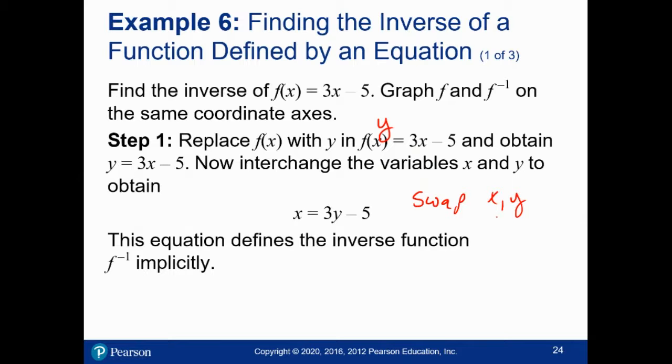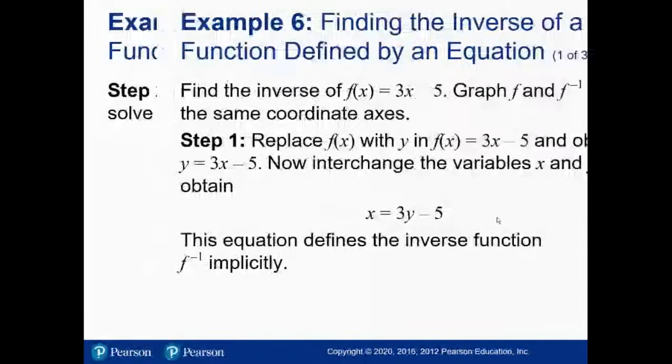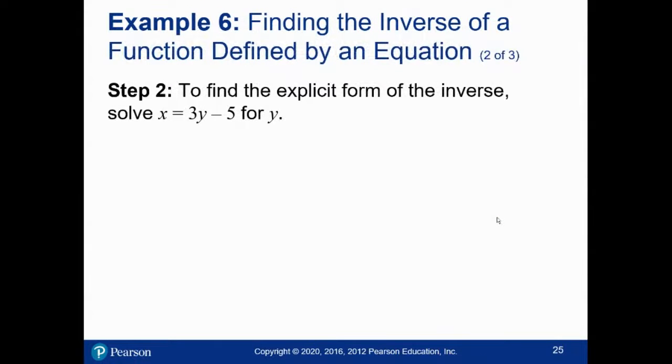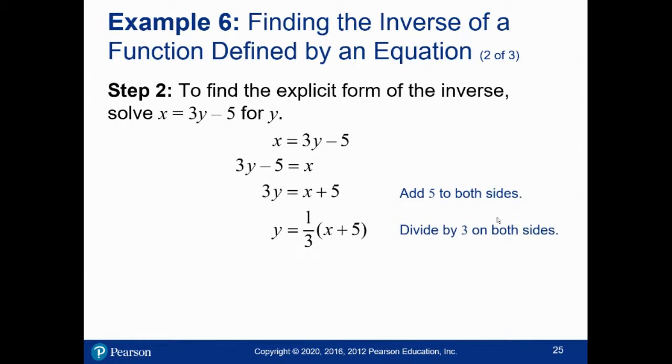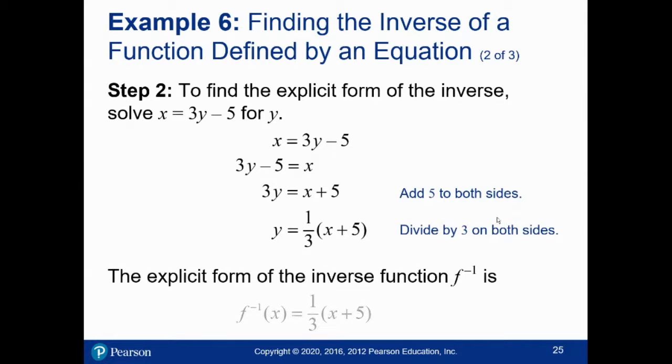But now I need to somehow find what this function is, x equals 3y minus 5. Solve it for y. Add 5 to both sides, divide by 3, and there we have it. And this is the inverse function. All we did was swap the role of input and output, and then we had to solve for the variable y, which gave us the nice explicit form for the inverse function.